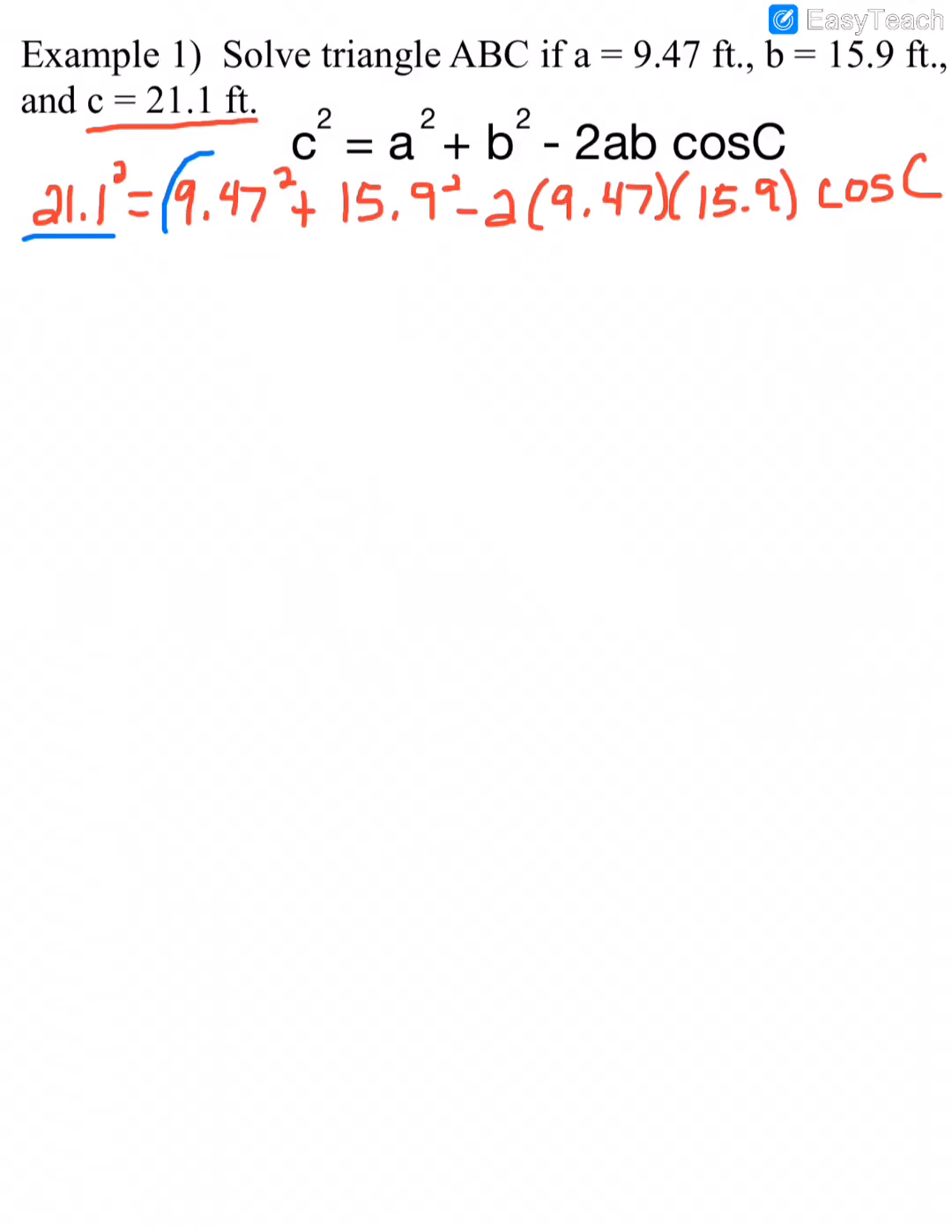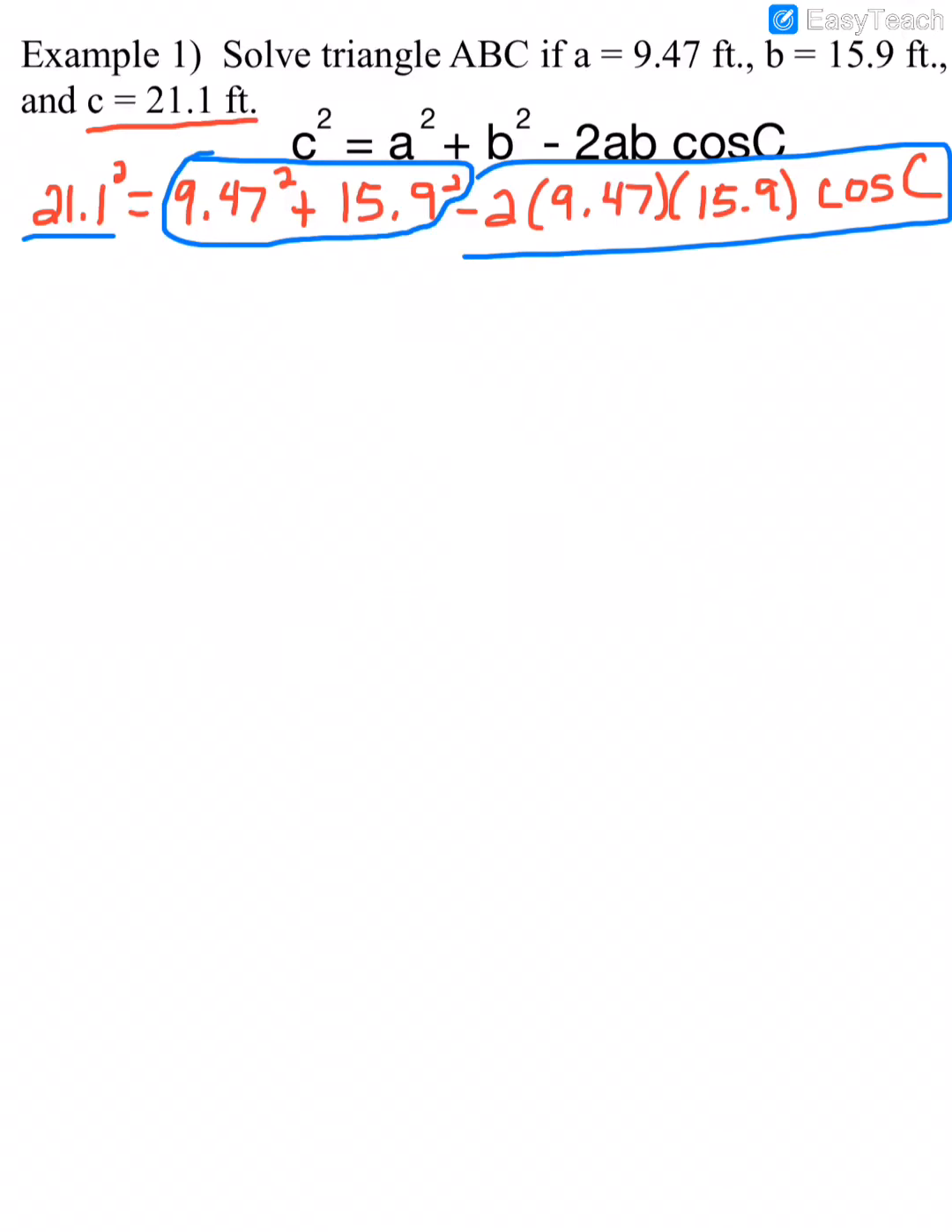These two terms are being raised to a power and being added, so we can raise them to a power and add them together all in one step. But we cannot subtract this part because it is connected to the cosine of C, so that is not a like term. We're going to do these three things separately in our calculators.